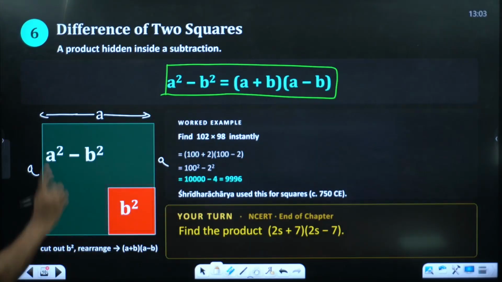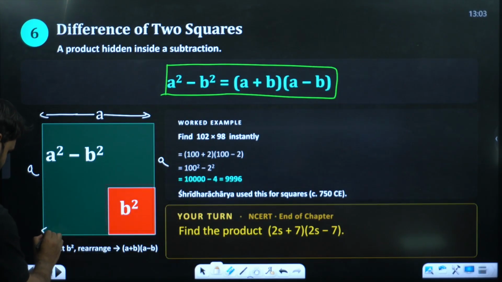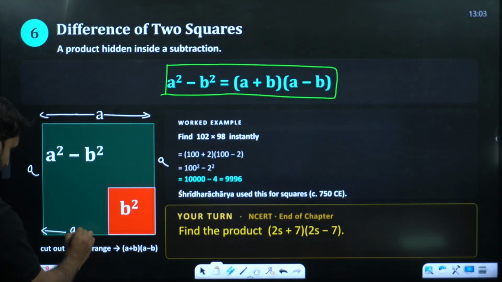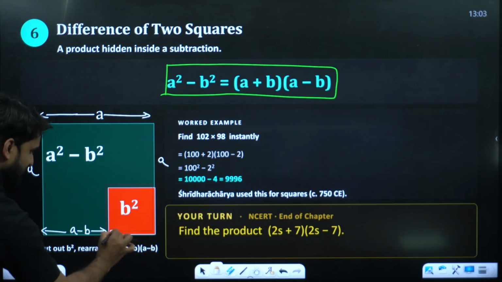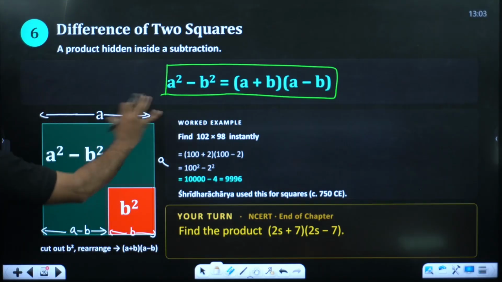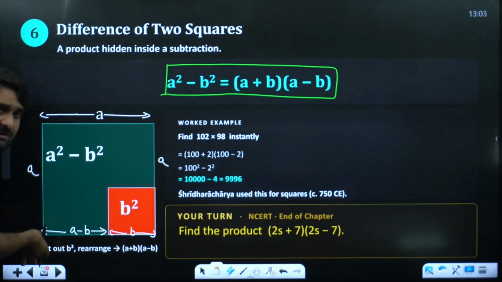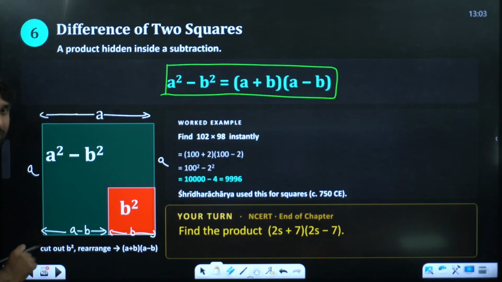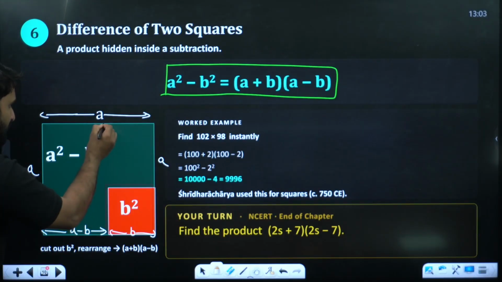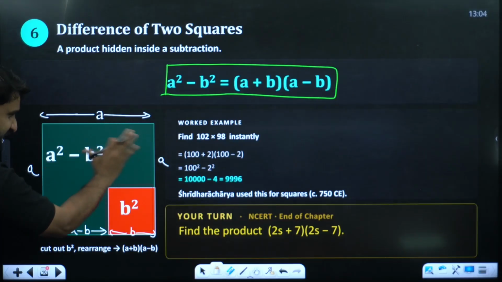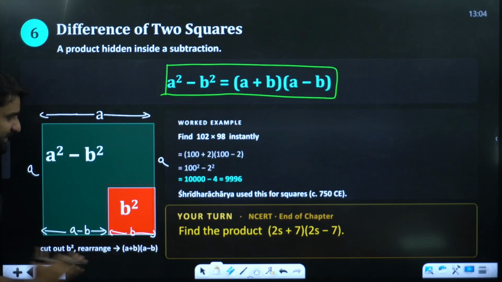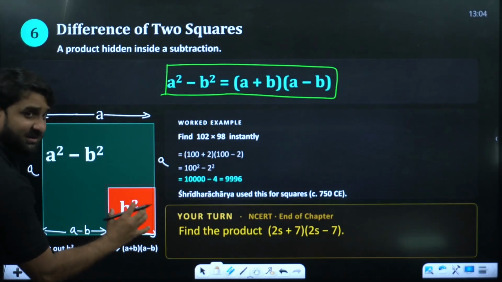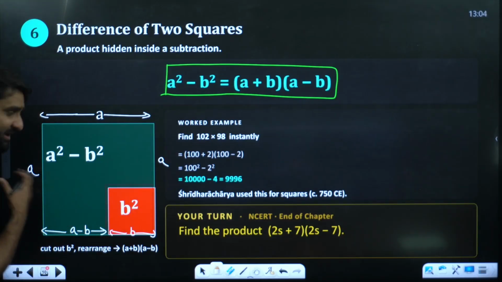But my dear champion, if I ask you one thing, what will be the measurement of this? This will be a minus b. Agree or not? Because this is b square, so this is b here. And the complete side is a, so a minus b. Clear? Okay. Now let's draw a line here. This green portion is equal to a square minus b square, because a square is the complete area, and subtracting this red portion we get this green area, and we want to calculate that.